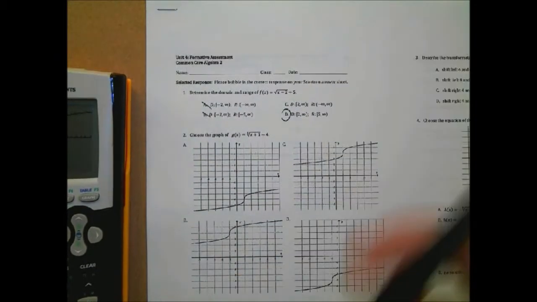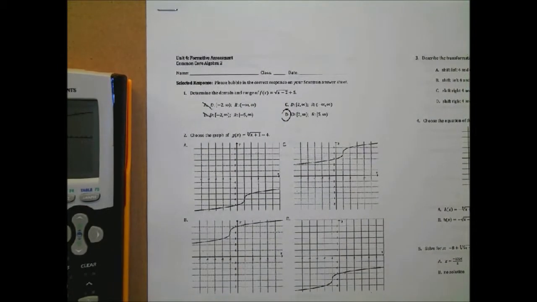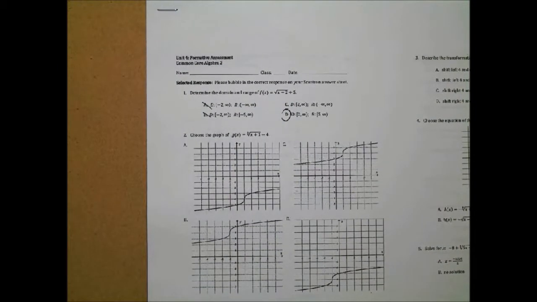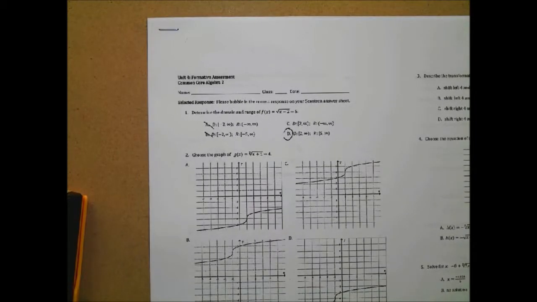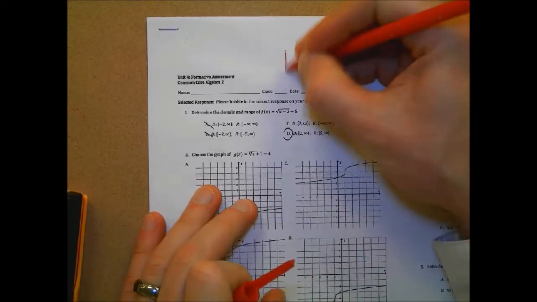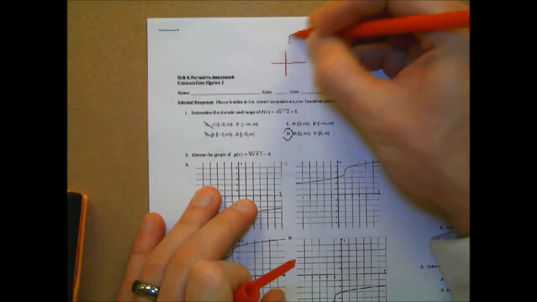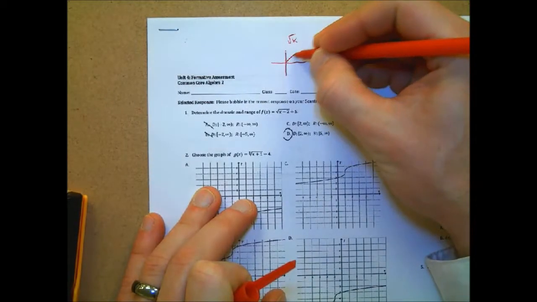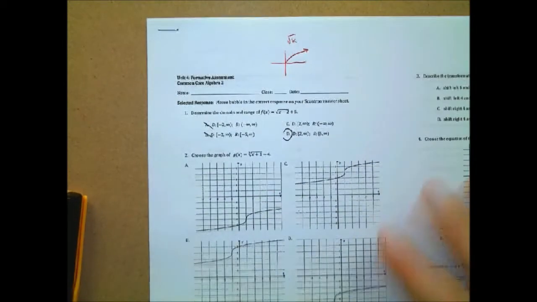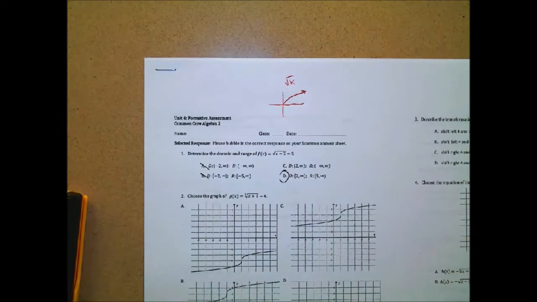Now, you actually don't need your graphing calculator for this problem. You guys actually can figure this out mentally, if you can remember what the shape of the square root function is. The normal square root of x just looks like this. Oops, I'm off the screen. There we go. The normal square root function looks just like that.